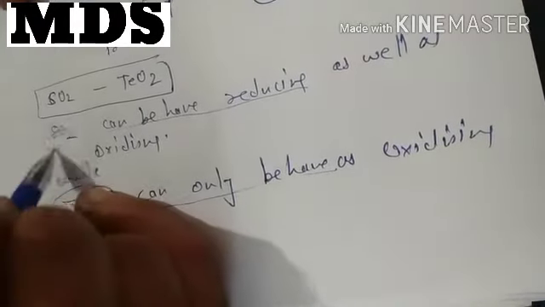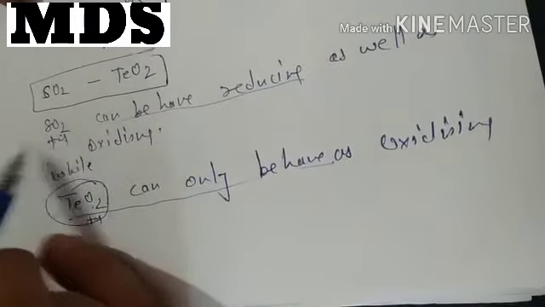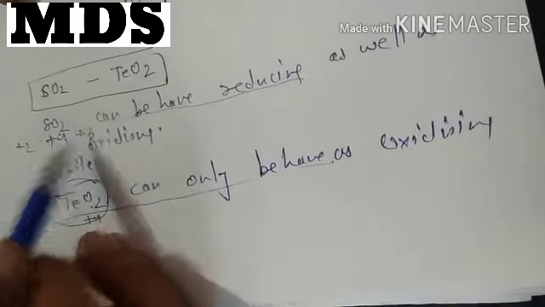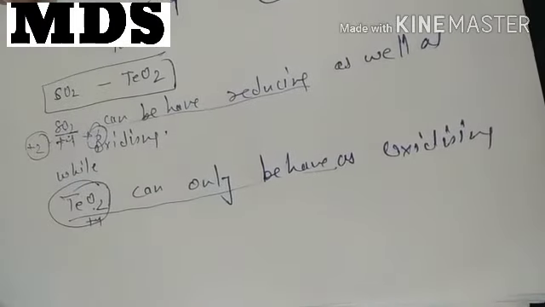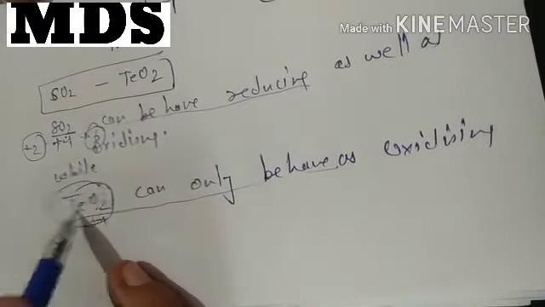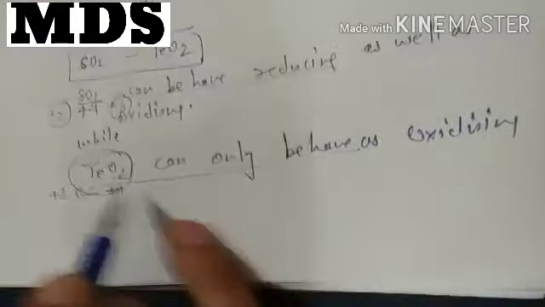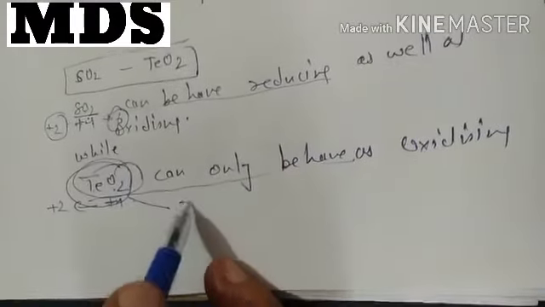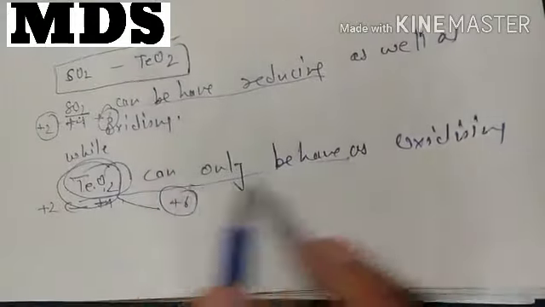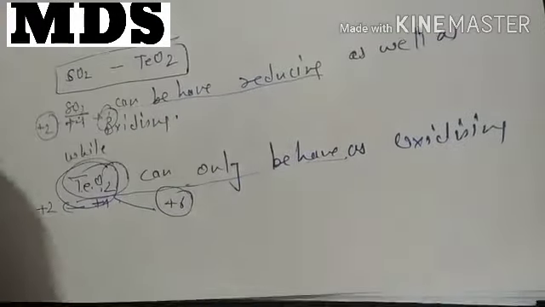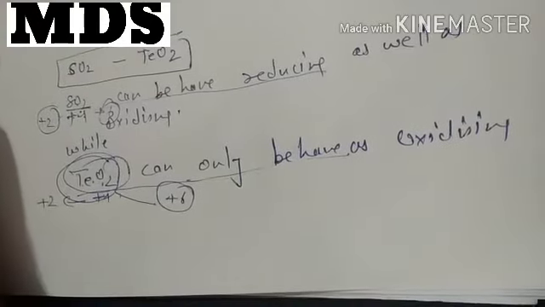Because they exist in +4 oxidation state, we know that. Sulfur dioxide is able to go to +2 as well as +6 oxidation. So that's why it can behave both ways, reducing as well as oxidizing. But tellurium oxide can only go from +4 to +2. Tellurium oxide is not capable of showing +6 due to inert pair effect. So tellurium oxide can behave only as an oxidizing oxide, while sulfur dioxide can behave both ways.